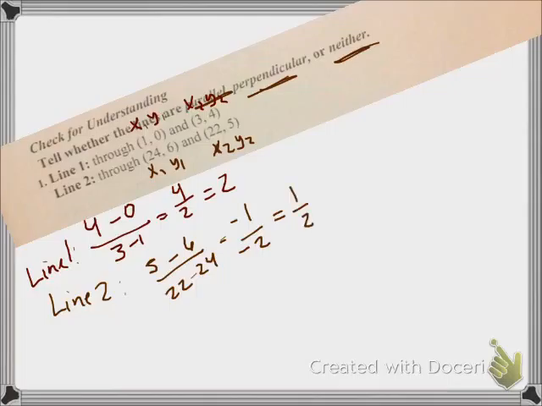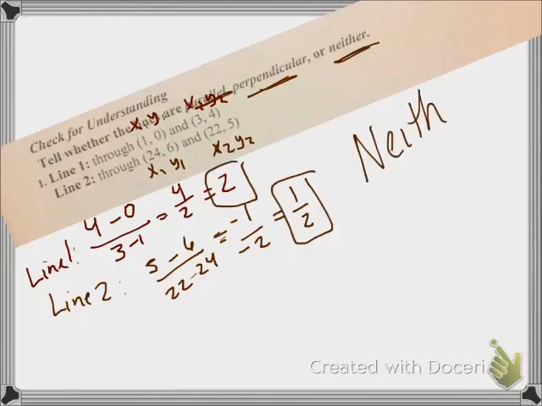Now looking at those two slopes, are they reciprocals of each other? Yes. But are they negative reciprocals of each other? No, they're not. So 2 and 1/2 are going to be neither. Remember, in order for them to be perpendicular, one has to be positive and one has to be negative.